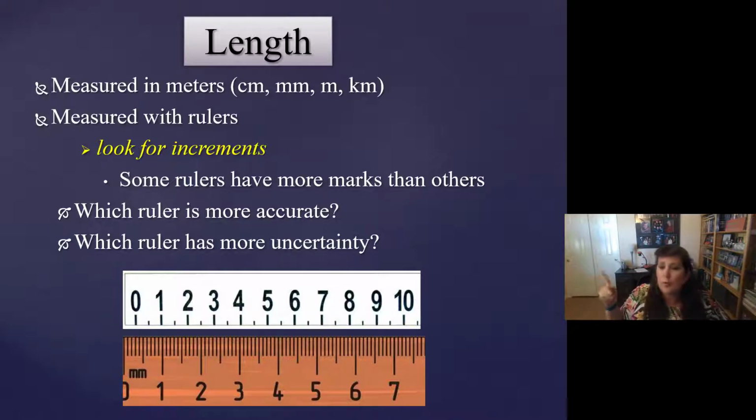So let's look at these two rulers here, the white one and the one on the bottom. Which ruler is more accurate? You're correct if you said the bottom one. Yeah, it's more accurate. Why? Yeah, just common sense told you it's more accurate because it has more little marks, little increments. So which ruler has more uncertainty? Yeah, the top one, the white one. Very good. So just your gut instinct gave you the correct answers for that.